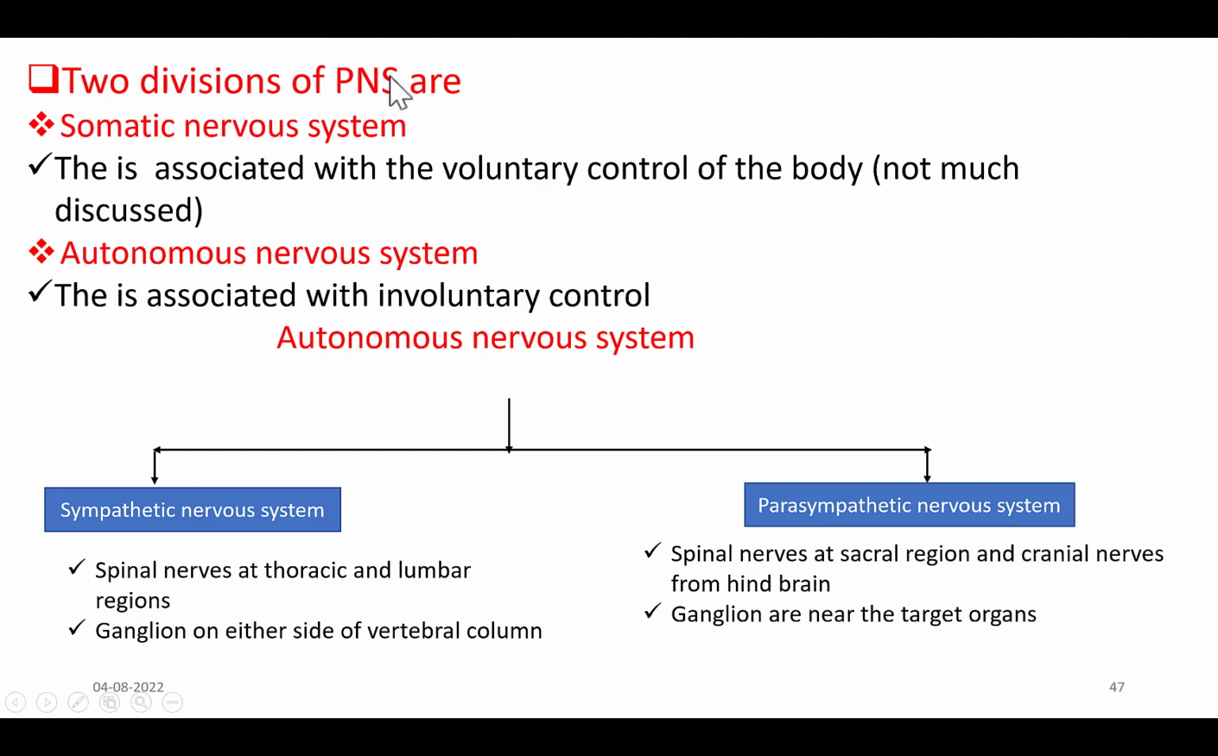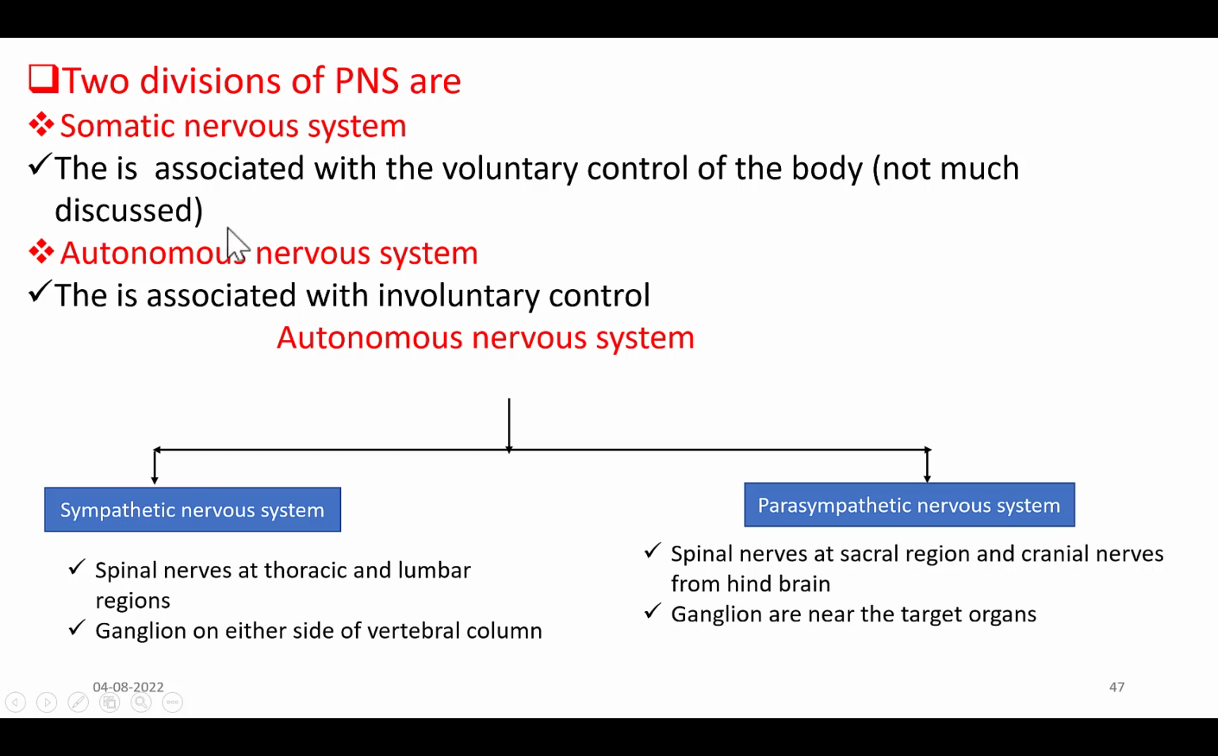So there are two major divisions of the peripheral nervous system. They are the somatic nervous system and the autonomous nervous system. The somatic nervous system is associated with the voluntary control of the body. So it includes all the nerves that are involved in voluntary actions, that is the actions which are in our conscious control, like walking, talking, reading, kicking the ball, etc. So these are all the actions that we can consciously do or consciously control. Such nerves which are associated with voluntary actions come under the somatic nervous system. This is not much discussed in our textbook.